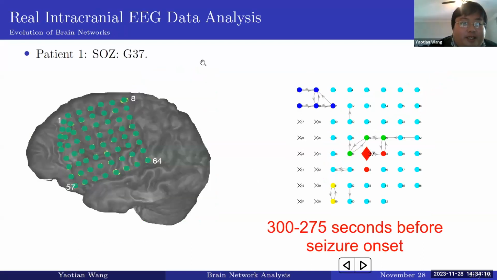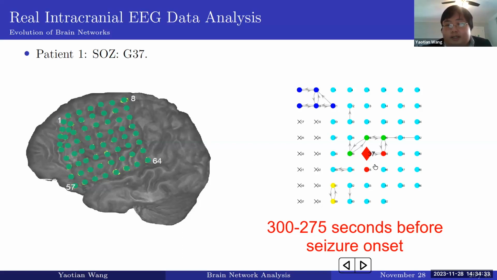Now, let me show the most exciting results, the real intracranial EEG data analysis results. Let me first show the example of patient 1. The left figure shows his intracranial EEG electrode placement. The right figure shows the estimated brain networks during his seizure development.